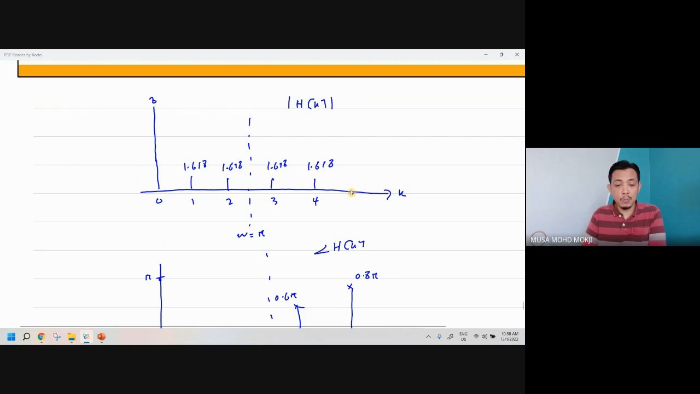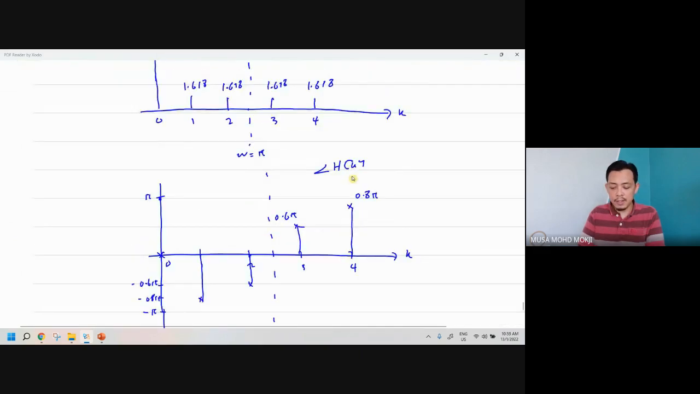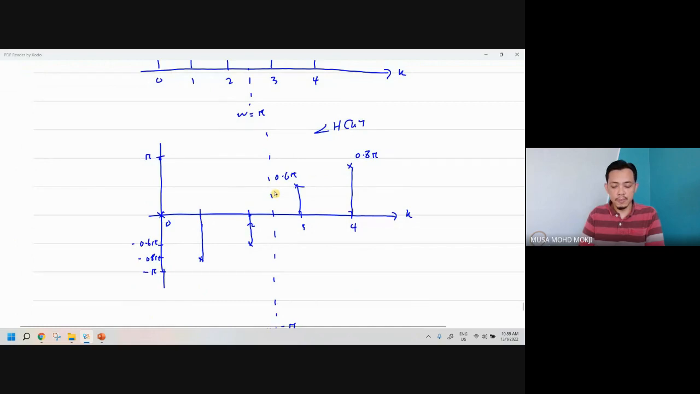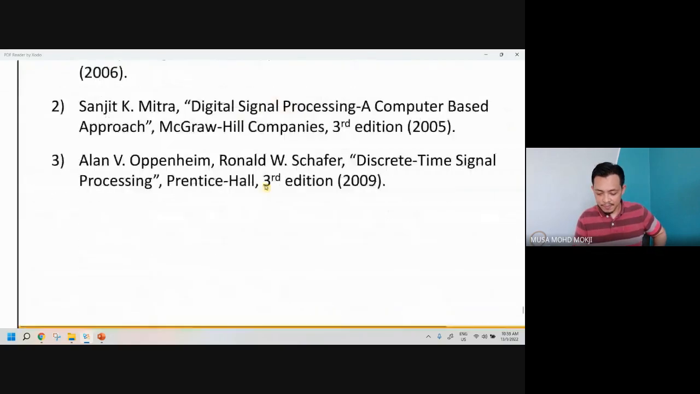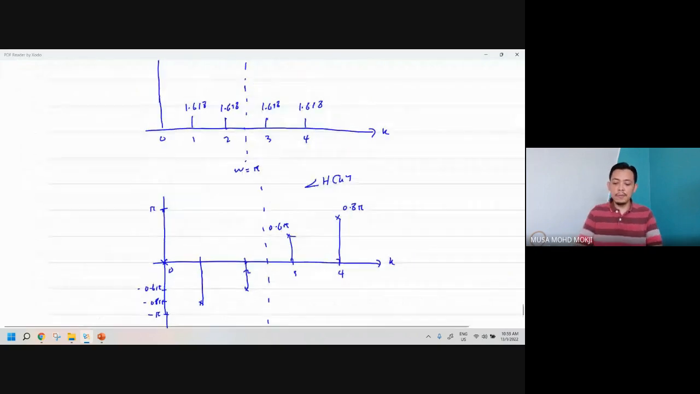At number 5 it is supposed to be 2 pi. So that 2 pi is supposed to be equal to 0, which is equal to 8. But we don't plot that. DFT doesn't count that because if not, it will be repeated. So the magnitude is supposed to be symmetry, and the phase is supposed to be anti-symmetry. All right, we have finished this topic.